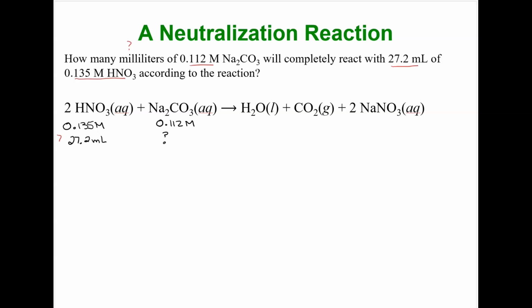And remember that big M for molarity is actually moles of solute over liters of solution. So we can think of this 0.135 molar as an equivalence, and that would be to say that I have 0.135 moles of HNO3 in 1 liter of solution. And I'm going to use this equivalence to create conversion factors. So here's how I would do it.